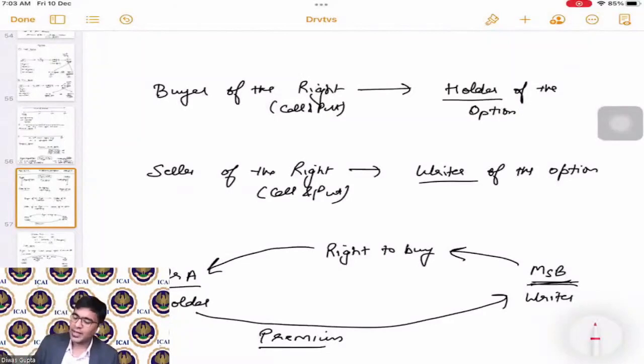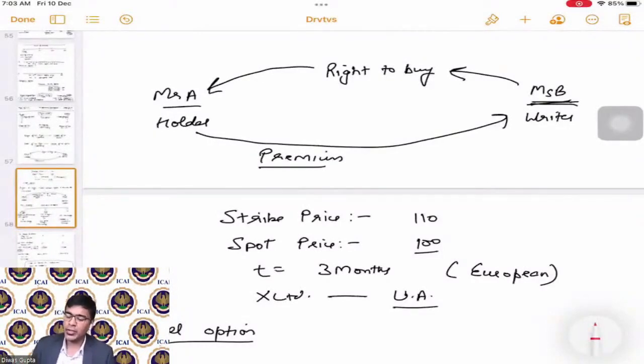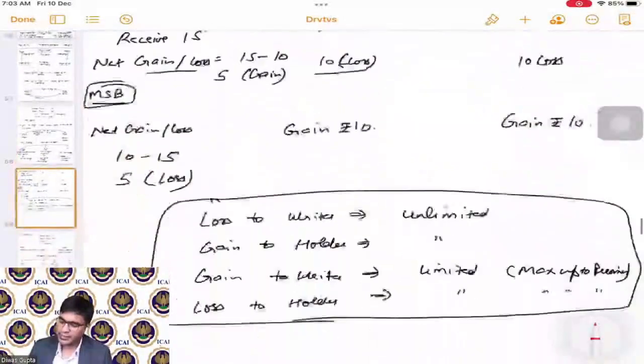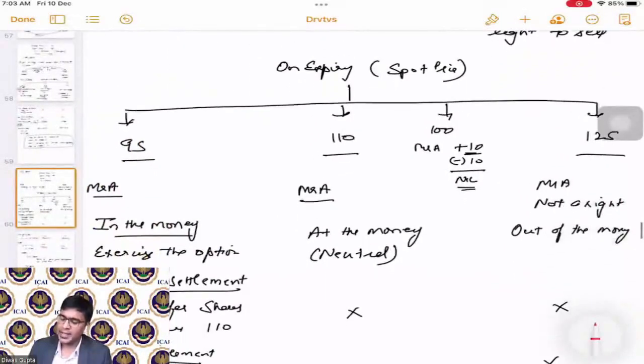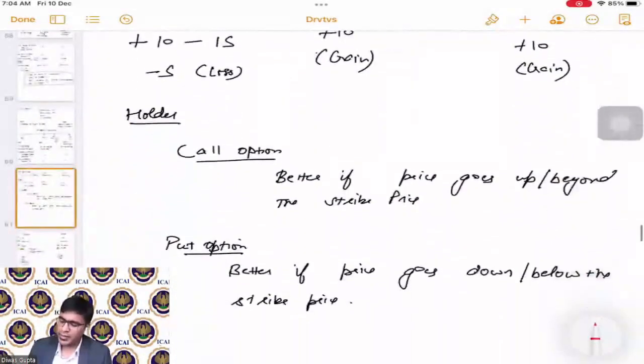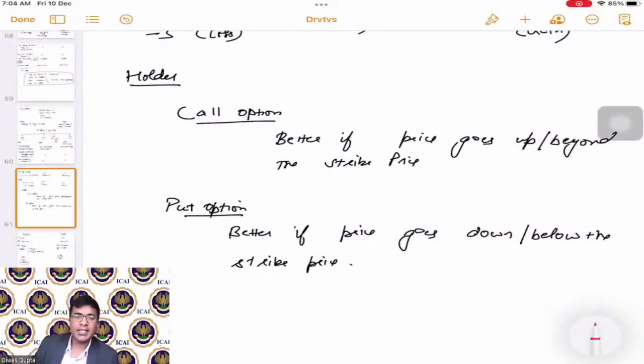So what we said is the buyer of the right is also called the holder, and the seller of the right is also called the writer. And then we introduced another term called premium. We said that since there is a right being sold by the writer, he will expect a premium in return. Then we studied an example of how the payoffs are going to be on expiry. The bottom line here is, in case of a call option, the holder benefits if the price goes up beyond the strike price. In case of a put option, only if the price goes down below the strike price will the holder benefit.